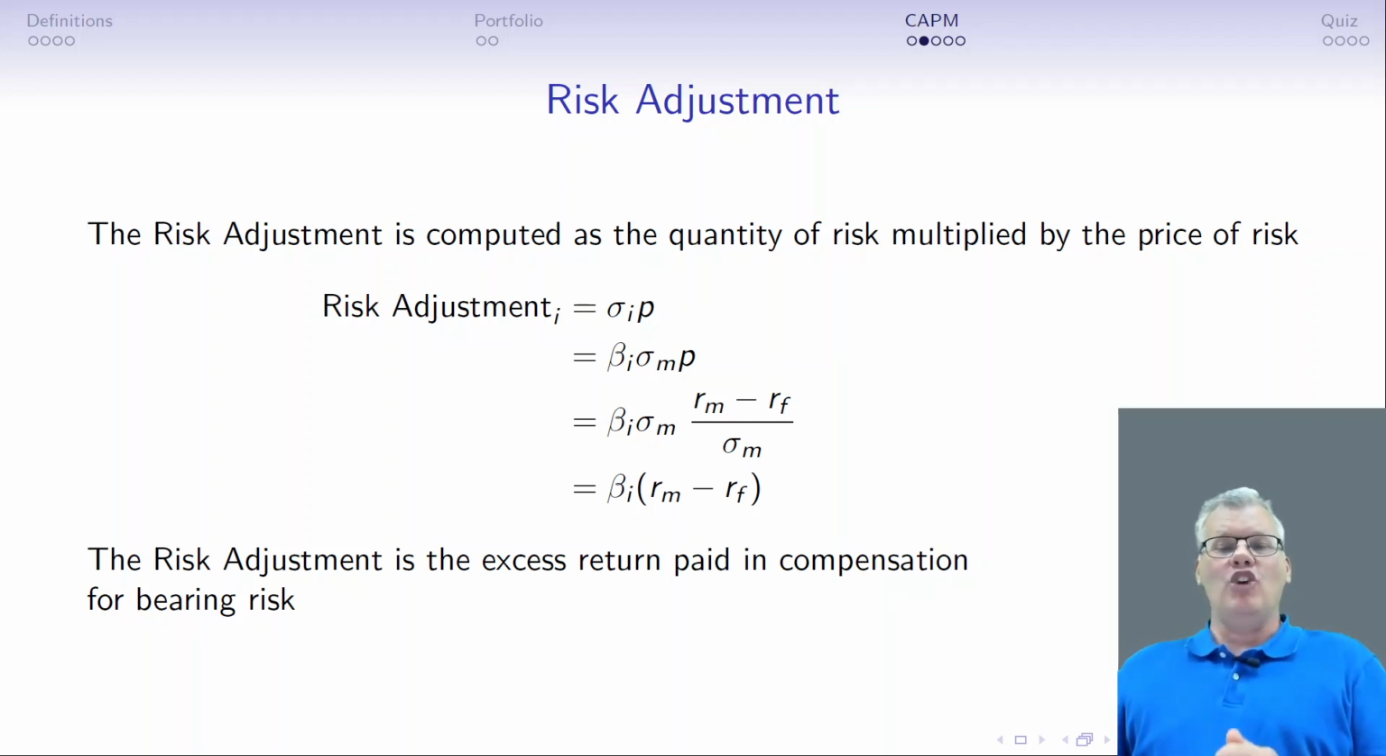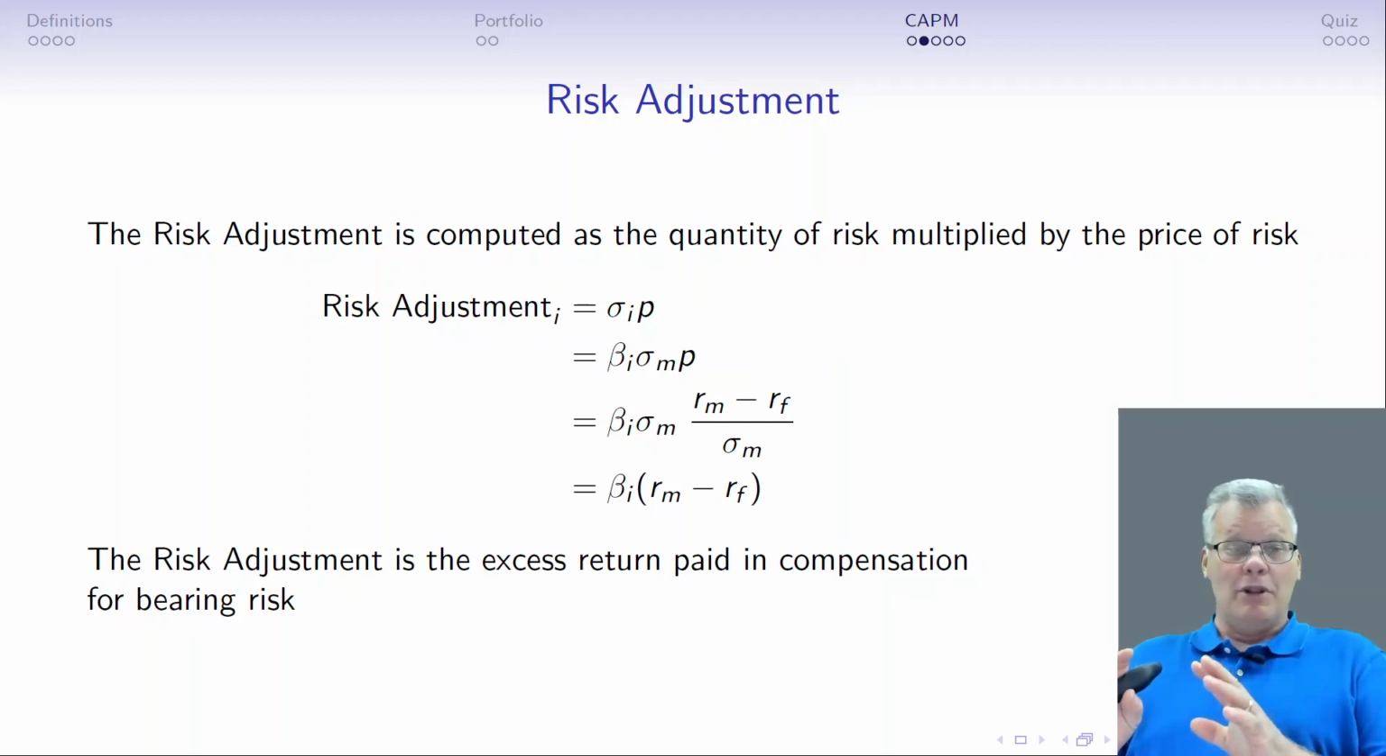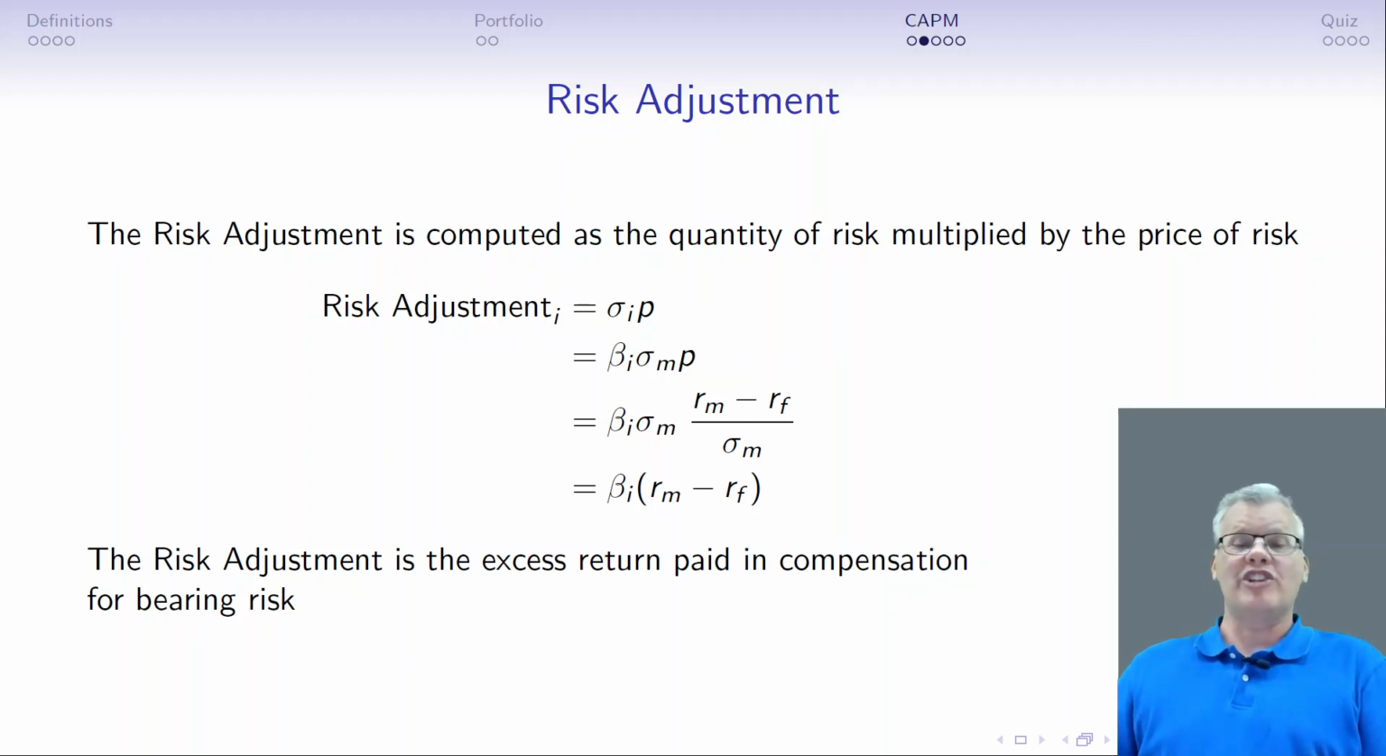And then just to remind you what the price of risk was, the price of risk was R sub m minus R sub f, that's the excess return in the market versus the risk-free asset, divided by the risk associated with the market, sigma sub m. And then you see, of course, that sigma sub m cancels out, and I'm left with beta sub I, which is the riskiness of security I relative to the market, multiplied in parentheses by the excess return I get from holding my money in the marketplace relative to Treasury bills.